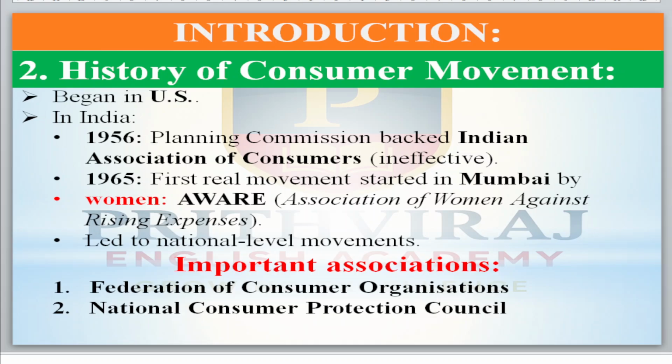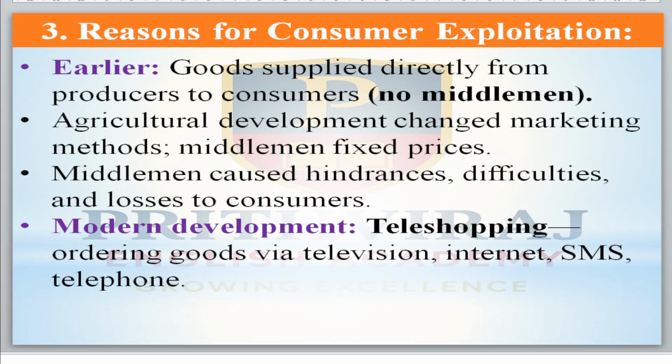It led to national level movements. Aware led the national level movements, right? Nowadays, the important associations are the Federation of Consumer Organizations and the National Consumer Protection Council. These are very important organizations. They are working for the welfare of the consumers, right?